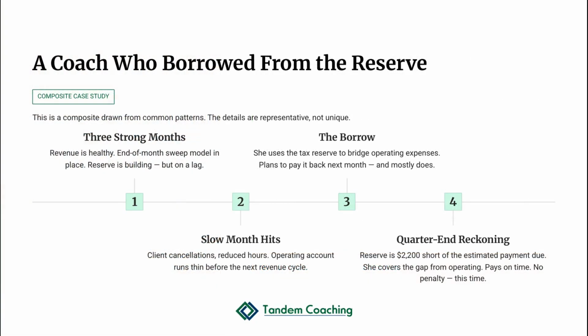Composite from a coach I worked with last year. 3 strong months in a row, end-of-month sweep model, full reserve. Slow month hits, January, the post-holiday quiet that nobody warned her about. She borrows $2,200 from the reserve to cover operating expenses, pays back $1,500 the following month. The borrowing felt like a clever bridge at the time. The math said the money would come back the next month, and most of it did. The structural problem was invisible until quarter end.